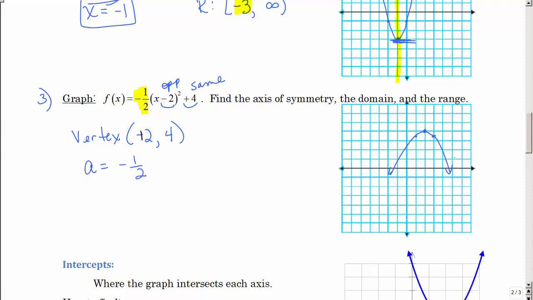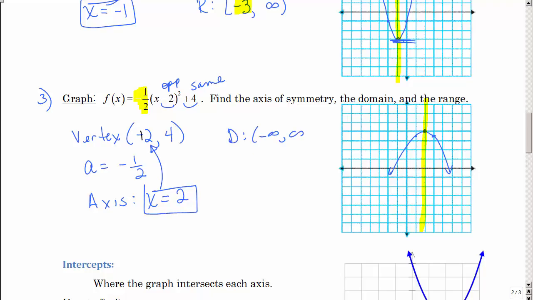Again, that's just a rough sketch. It's not perfect, but it's good enough. Then we need our axis of symmetry. Again, it's a vertical line. Don't tell me just a number. It's always x equals that x coordinate.